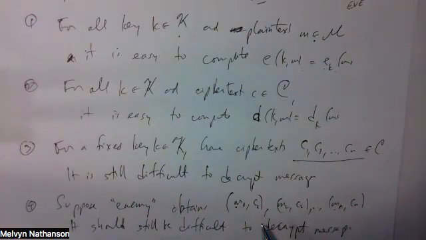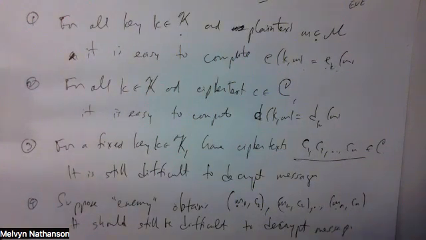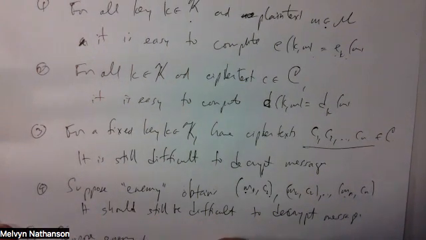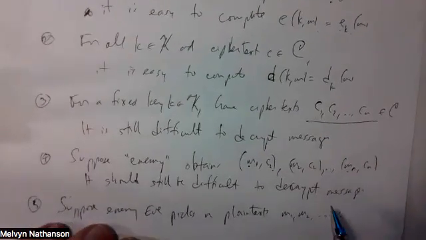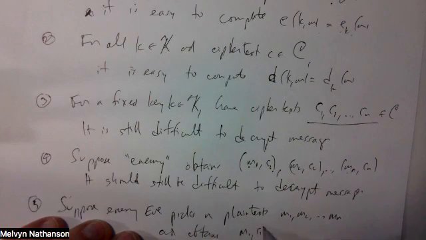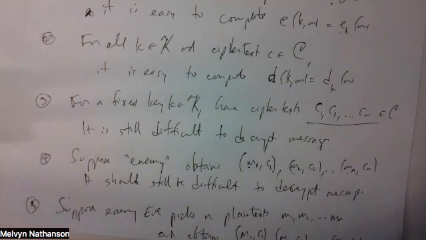So knowing a large number of plain text ciphertext pairs in itself should not allow you to figure out how you got the ciphertext from the plain text. And we could even refine this a little bit. Suppose the enemy, Eve, picks N plain texts, M1, M2, up to MN, somehow gets them encoded and obtains the corresponding pairs, the plain text and the ciphertext, the plain text and the ciphertext, and so forth. It should still be difficult to decrypt the message, right?